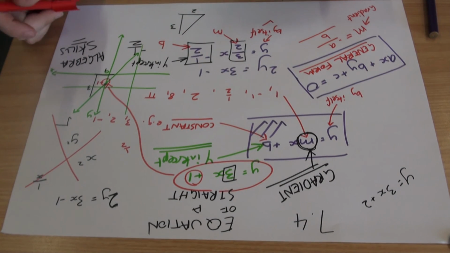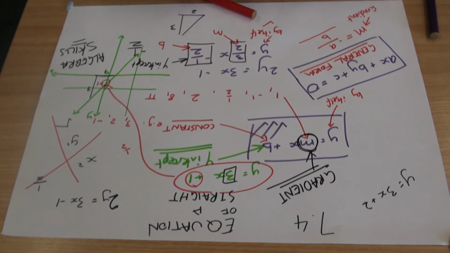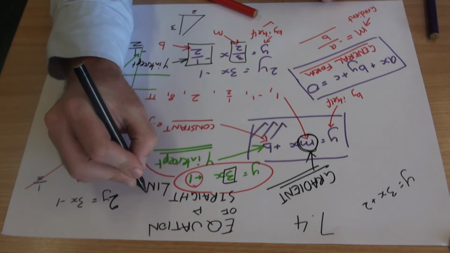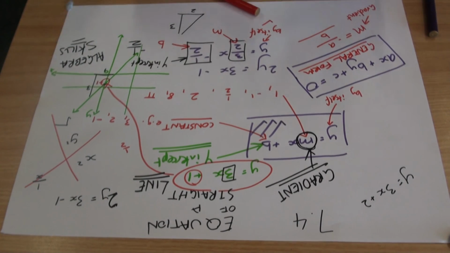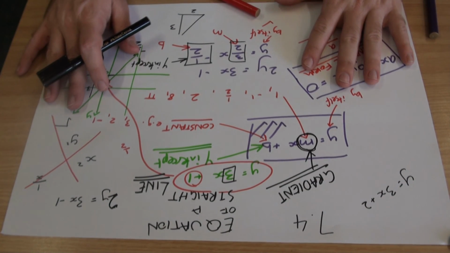Okay, so that is 7.4, the equation of a straight line. I'm going to finish off the title now. Okay, the equation of a straight line. Very useful, y equals mx plus b.